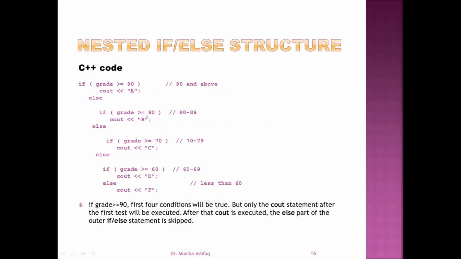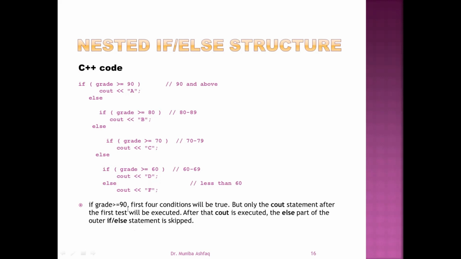Else, if grade is greater than or equal to 80, then we have to print B. Else, if grade is greater than or equal to 70, we have to print C. Else, if grade is greater than or equal to 60, we have to print D. And then again, in the else part, we are going to print this grade F. So we are actually going to check all these conditions in which range the student grade lies. So according to that, we have to print its grade.